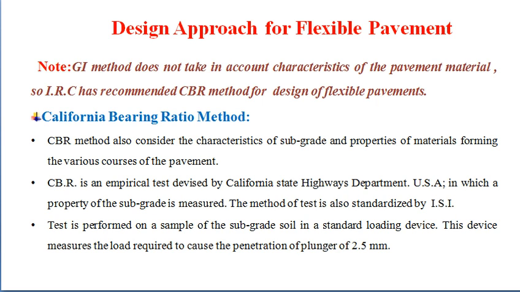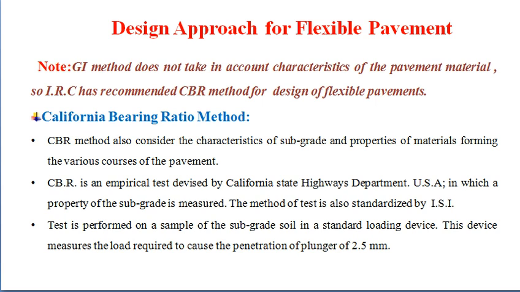Now, the group index method is an arbitrary index, and this index is given to the type of soil. The percentage of the liquid limit, plasticity index, and fines are the important factors because the design of flexible pavements is based on these factors itself. The GI method uses the percentage of the liquid limit, the plasticity index, and the fines only.